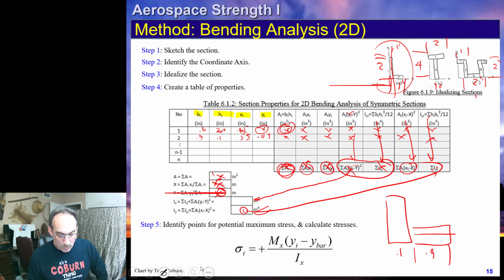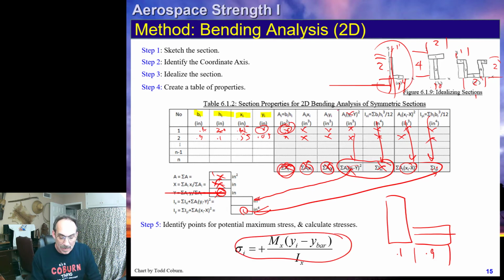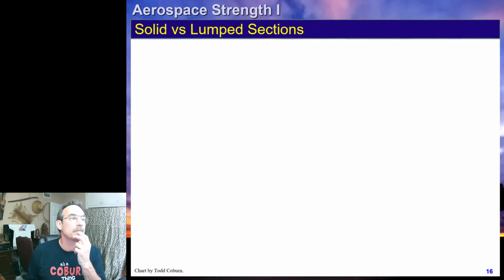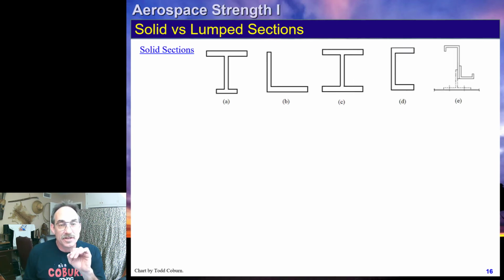We can then use this equation for bending about two axes, that triple equation where we have P over A and MC over I about both axes. Got it? So if we have a solid section, these look like this. We have a solid approach.